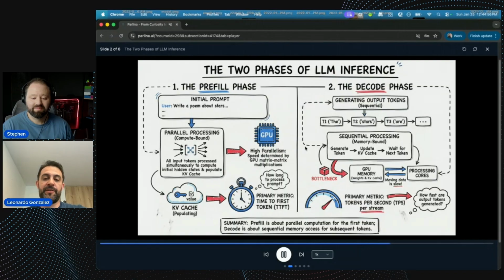And so here there's a different bottleneck, which is the GPU memory and being able to move information back and forth. So here we look at a different metric that is tokens per second in each stream, which is how fast are we generating these tokens. So those are the main two phases of inference, and we have to think about them differently.